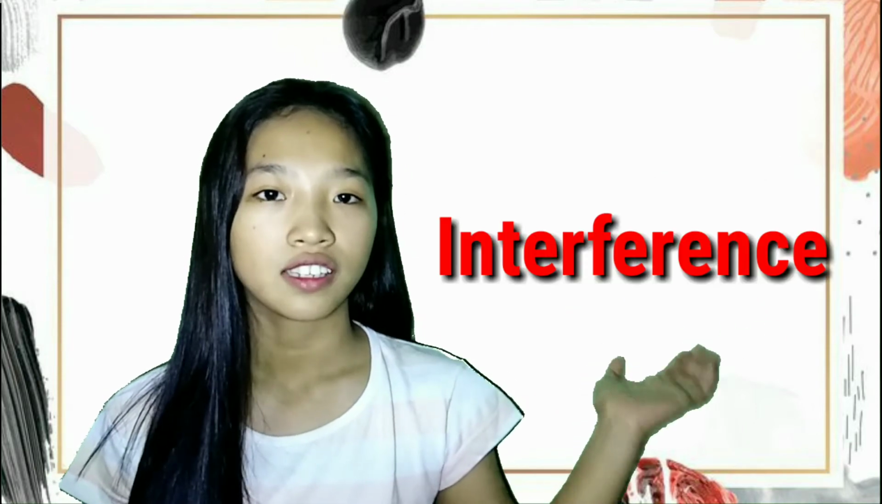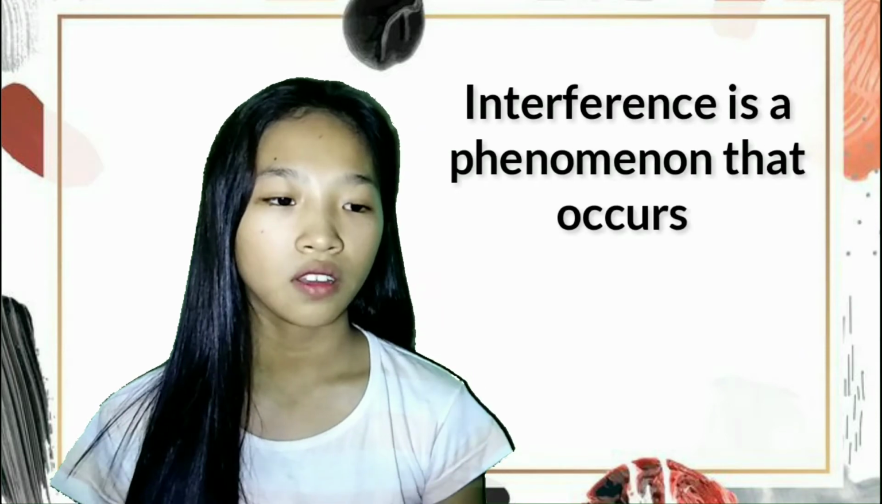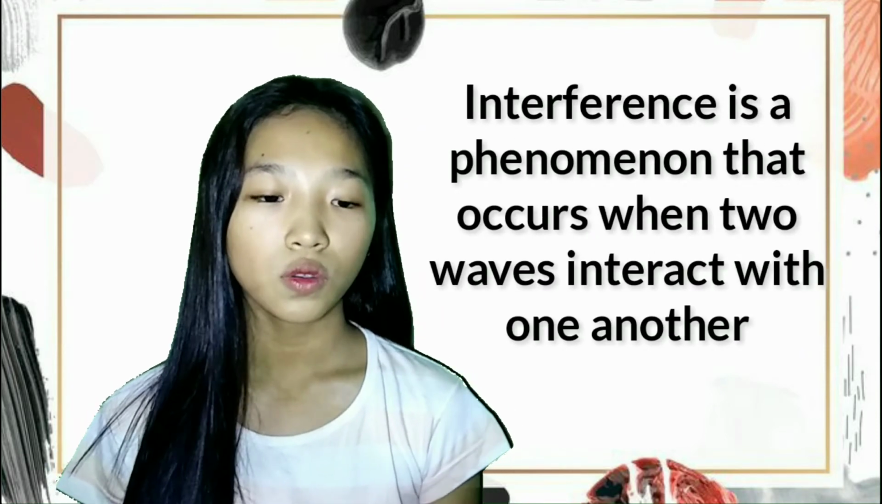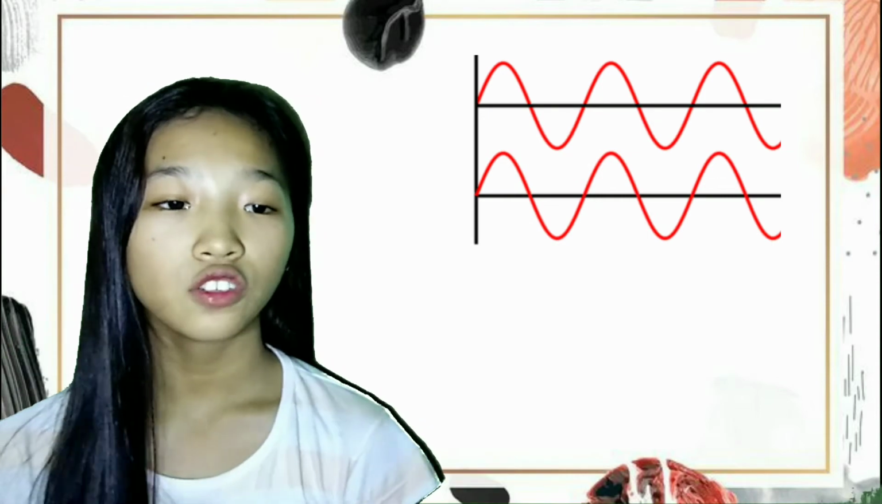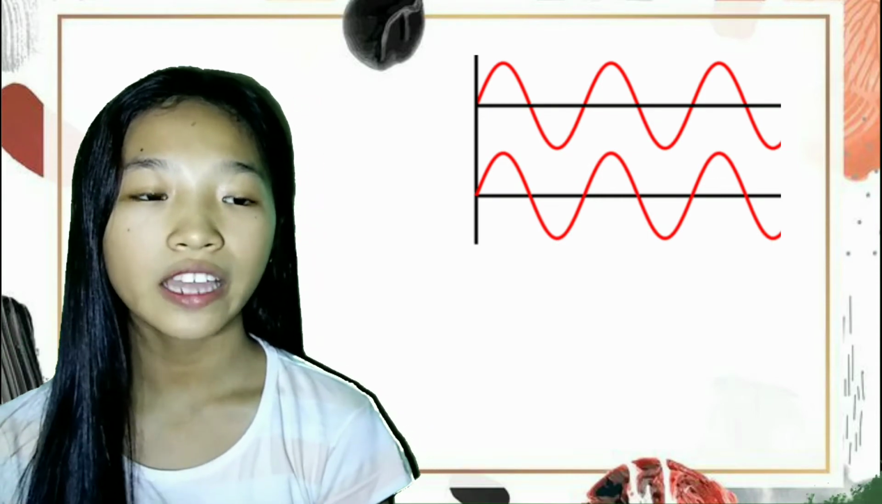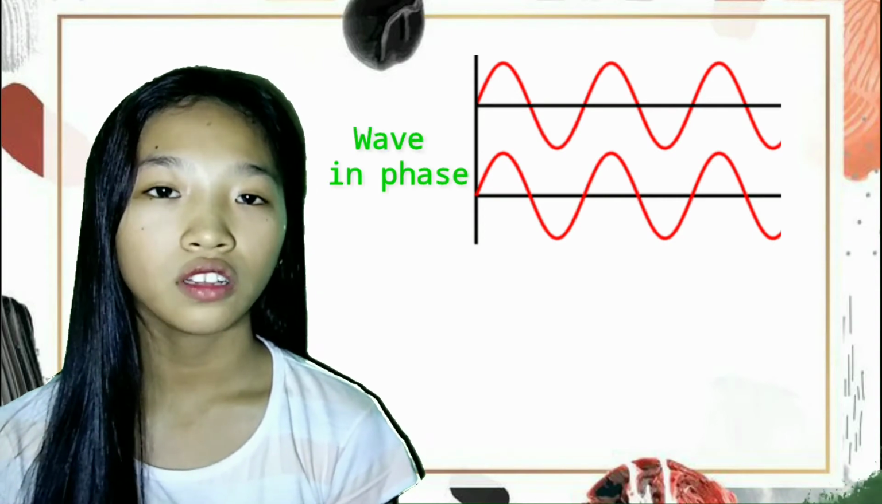So what is the definition of interference? Interference is a phenomenon that occurs when two waves interact with one another. Suppose we have two waves that come together and have overlapping crests and overlapping troughs. These types of waves are what we call in phase.